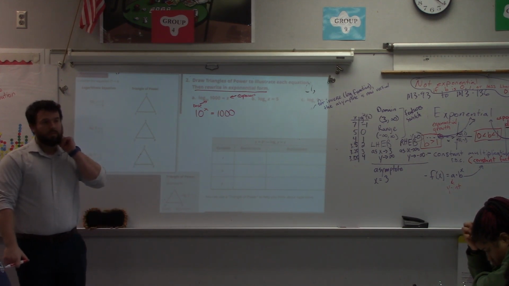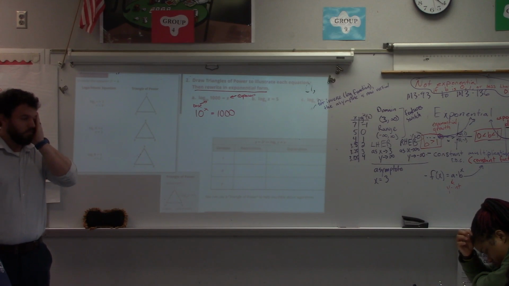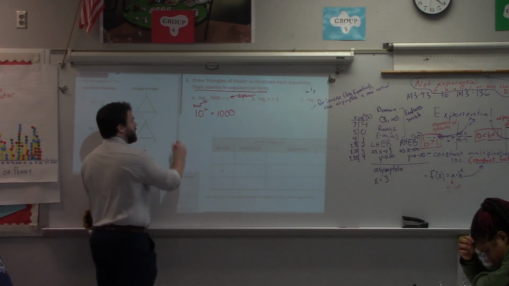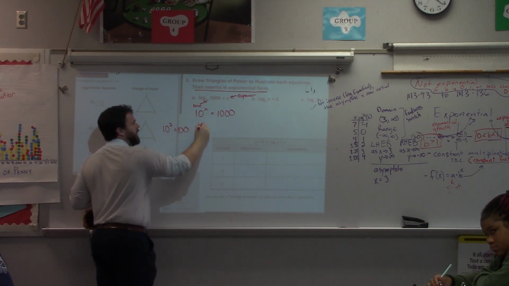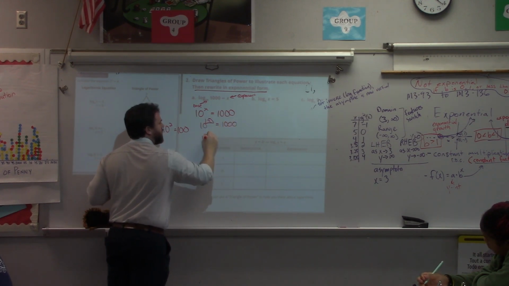And so Cam, you already said you thought that the x was what? 3. X was 3. I got 2. See? Type 10 to the second into that calculator. That's 100, isn't it? So notice 10 to the third is equal to 1,000. So x is equal to 3.